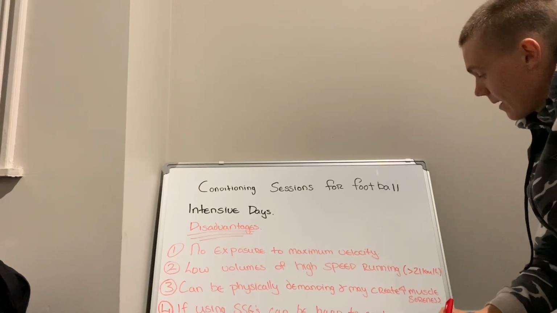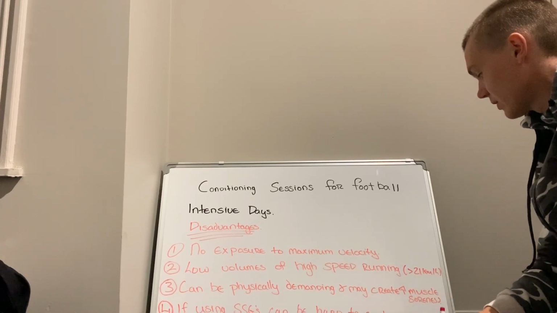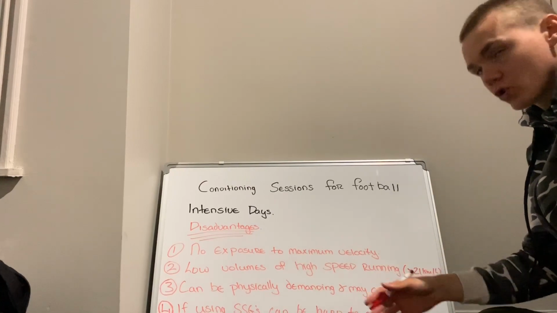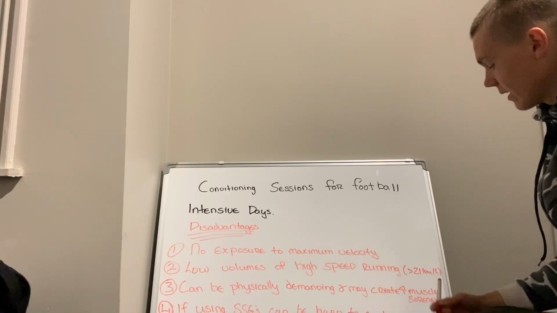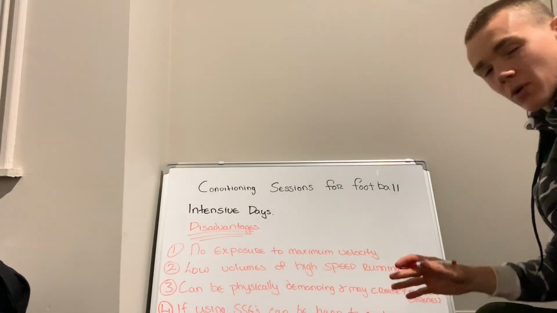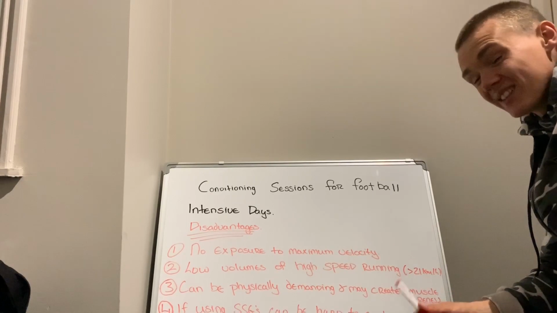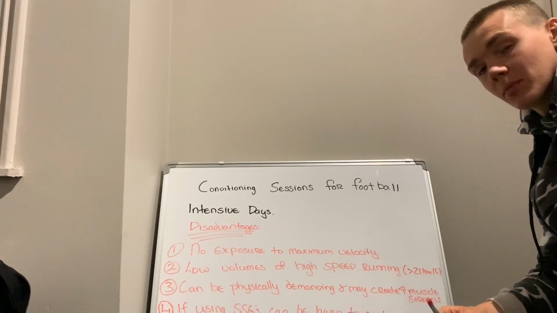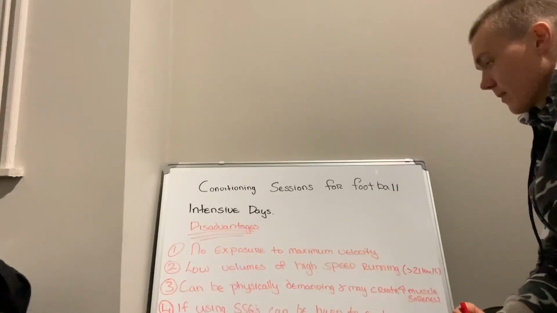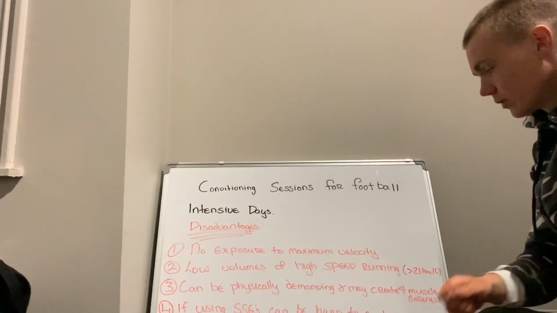Okay. Second thing is there's low volumes of high speed running, so kind of like the maximum velocity. So although there's a lot of accelerations and decelerations and short sprints, you're not actually getting over 21 kilometers an hour too often. So your sprint distance once again isn't going to be up, so you mightn't be as fit as you think you are when you go into a game and you're making longer runs.